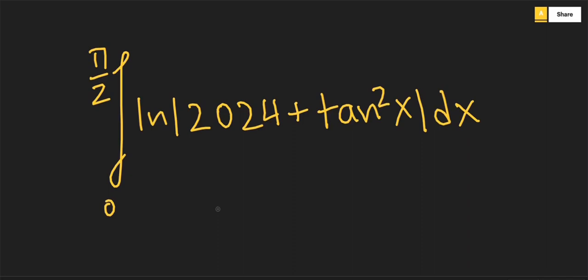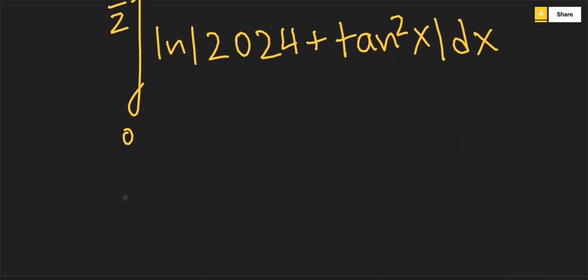Okay, so today we have this pretty cool integral, and this is the integral of the natural log of 2024 plus tan square x from 0 to pi by 2. And we're going to solve it using Feynman's trick. If you don't know what that is, we're going to basically set up a function.